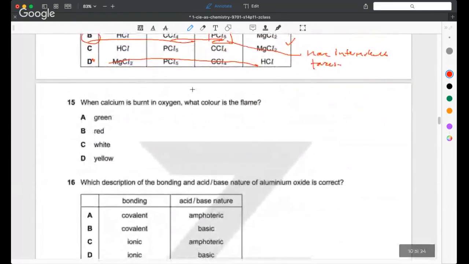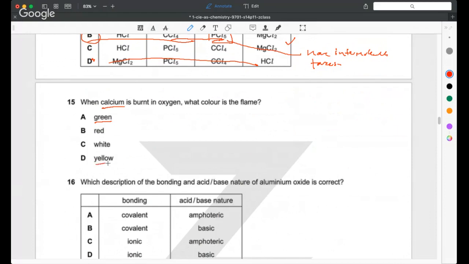Funnily enough, this next one was something that the examiner flagged up that lots and lots of students got wrong, strangely enough. So you're burning calcium. What color is the flame? This is just something you have to know, really. Well, if you did flame tests, perhaps at GCSE, a flame test for copper ions gives you a green color. A flame test for sodium ions gives you a yellow color. Magnesium burns with a bright white flame. Calcium burns with a red flame.